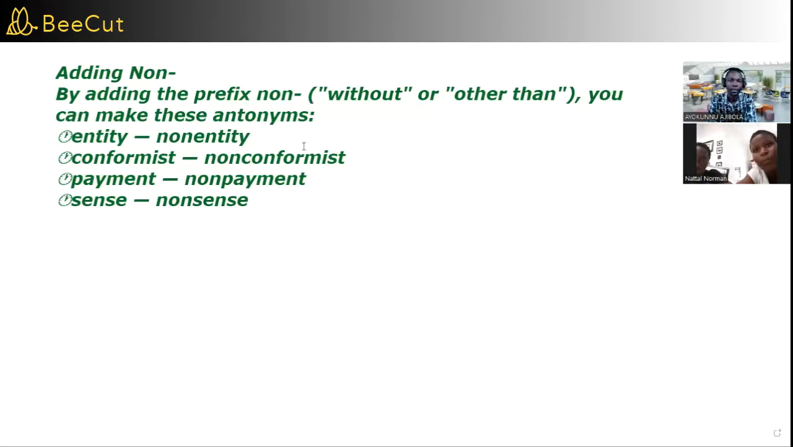Entity, non-entity. Conformist, non-conformist. Payment, non-payment. Sense, nonsense. Okay, and that is where we're going to be rounding up the class for today.